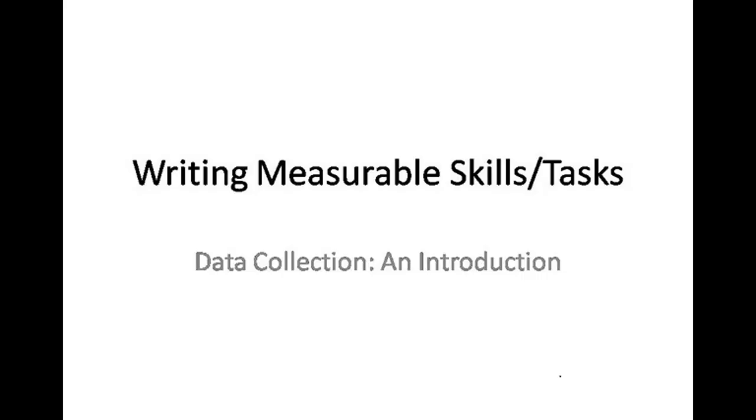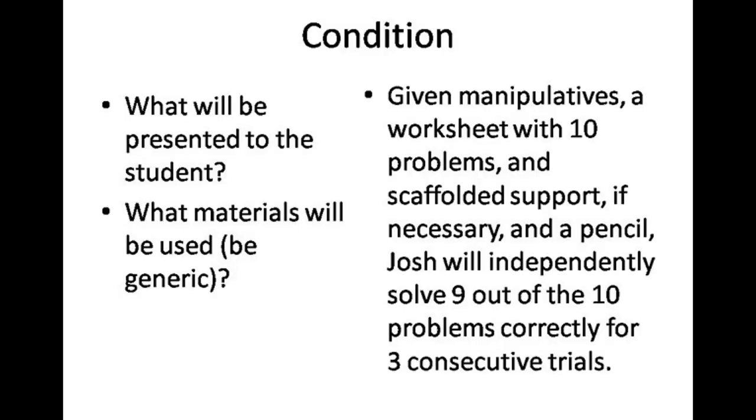Hi, we're going to talk about writing measurable skills and tasks for data collection. The first part of a measurable skill or task is to write a condition. It is typically what we will present to the student or what materials are being used, but you don't want to be specific enough that you're locking yourself into a specific set of materials. Let's look at the example.